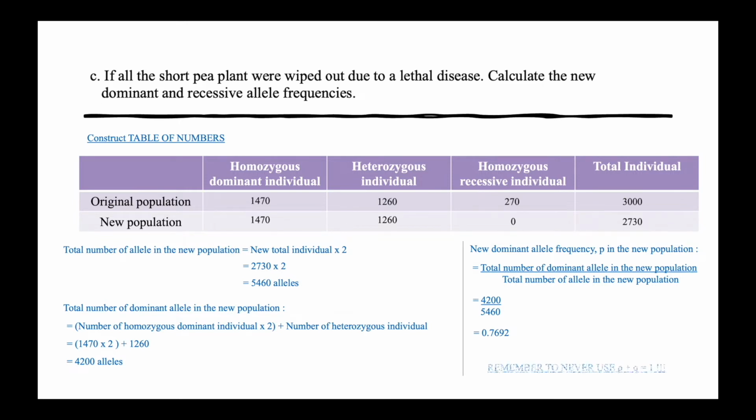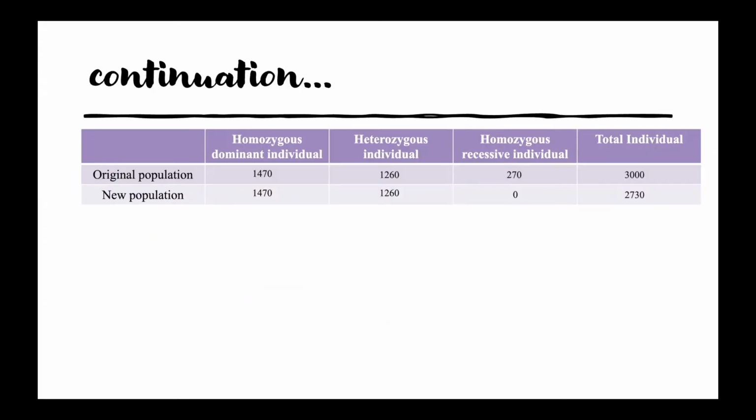Please remember that this is the situation where the population is no longer in equilibrium. So remember not to use p plus q is equal to 1 to find the frequency of the recessive allele for the new population. You simply have to do the basic way by dividing part to the whole portion. To find the frequency of the recessive allele q in the new population, we first have to find the total number of recessive allele in the new population.